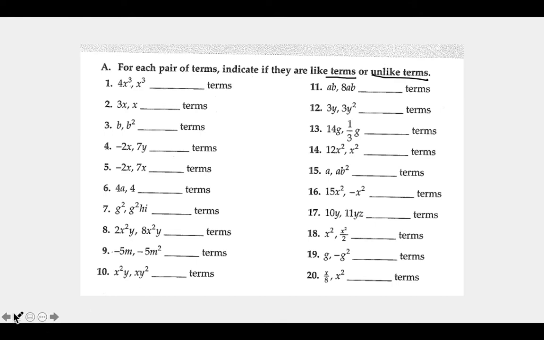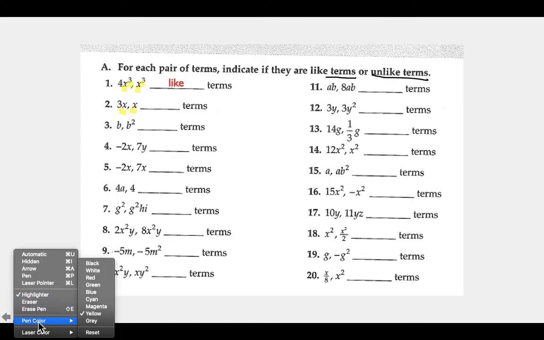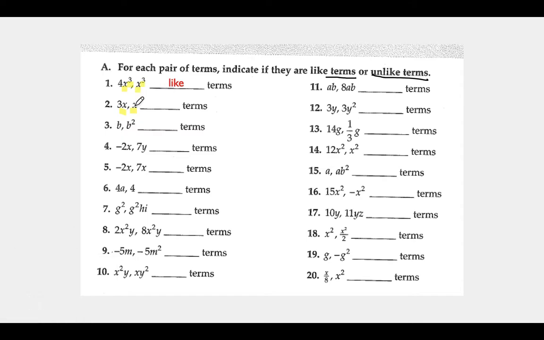Okay, so looking at number 1, I have two variables that are the same, which in this case is x, and my exponents are also the same. Because they're the same, I'm going to say that they're like terms. Okay. Number 2, I have again two variables that are the same. Remember that if you don't see an exponent, that exponent is just basically 1. So in this case, both of my exponents are 1. Both of the variables are the same letter, so I would say that this is like terms.